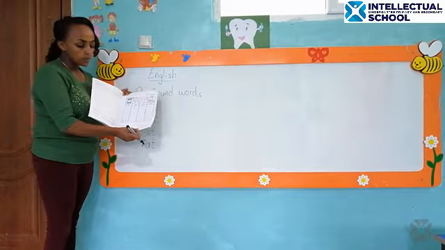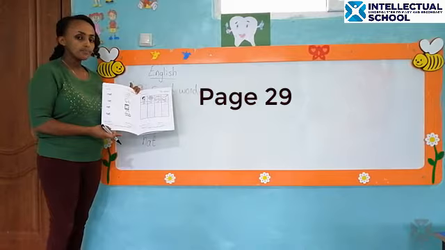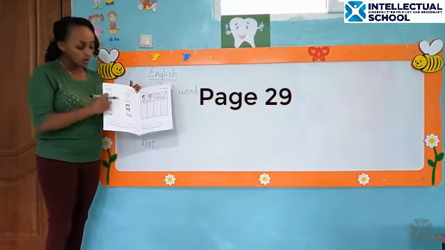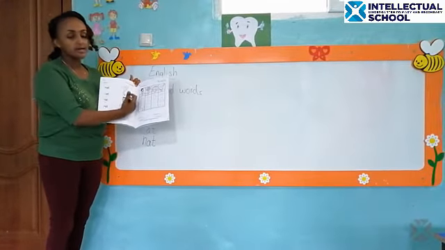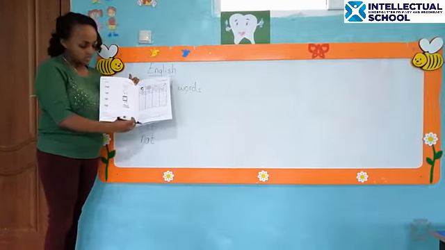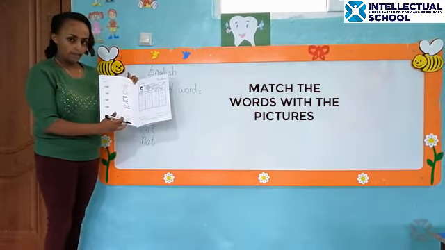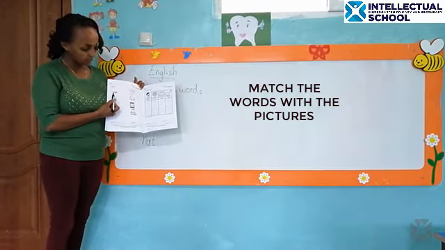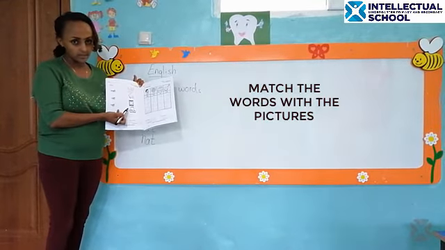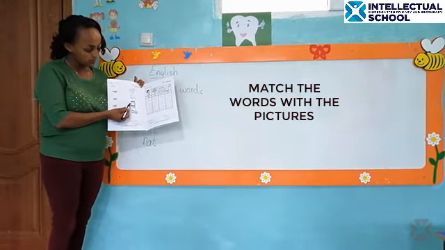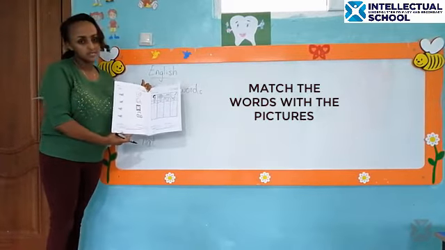Now I want you to open your book on the next page. Page 29. There are words here by the right side of your book, and by the left side of your book there are pictures. I want you to read these words and match them with the correct picture, like this. For example, the first one says mat. So which one do you think is a picture of mat? Yes, this one. So you match this word with the picture. Just like that, I want you to do this exercise, okay?